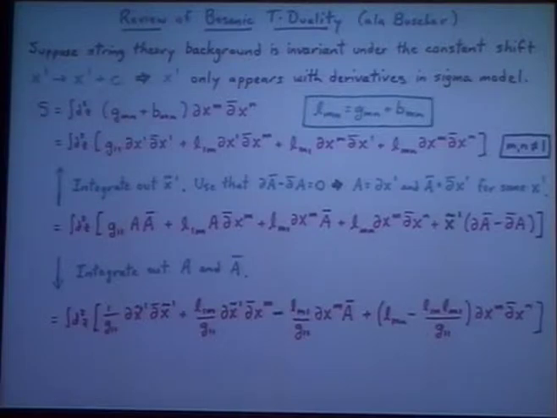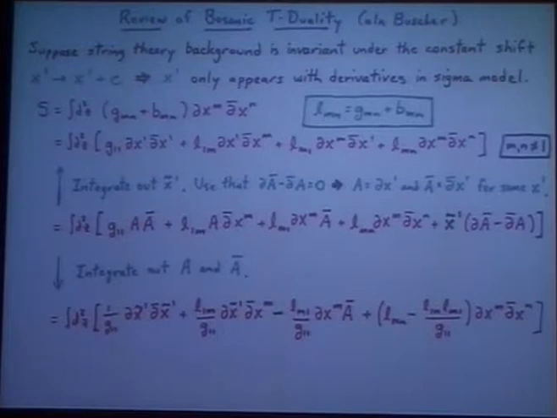So suppose you have a string theory background in which you have a constant shift symmetry of x, where c is a constant. That means that x, let's say the x1 direction, can only appear with derivatives in the sigma model. So if you just write down the usual sigma model action, G and B can depend on all the x's except for x1. And if you just separate out the x1 variable, then you get this expression here. So m and n here are everything except for 1.